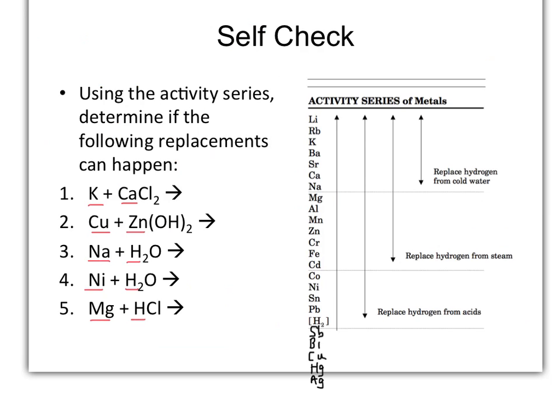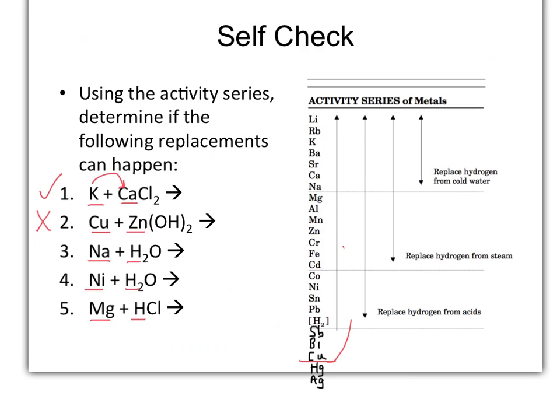So if we take a look at the first example, potassium is trying to replace calcium. And if I find potassium and calcium on the chart, you will see that potassium is sitting above calcium, and that reaction can occur. If we take a look at the second example, you will see that copper is trying to replace zinc. Copper is way at the bottom, zinc is somewhere in the middle, and when you're below, you are less reactive, and that will not occur. And so that one will not react.